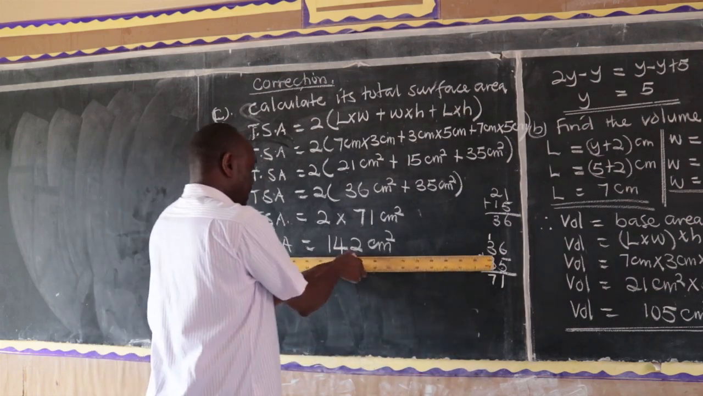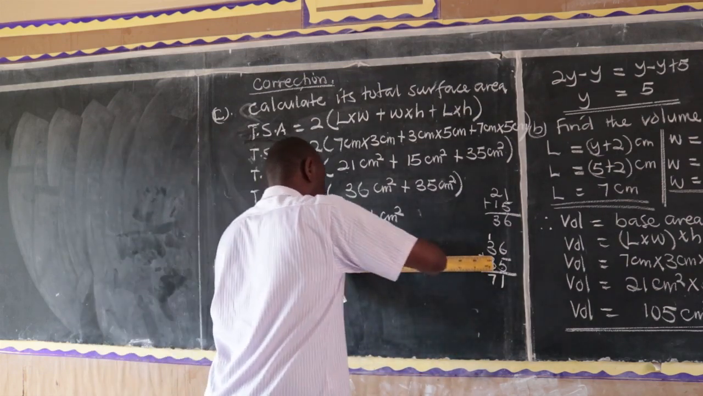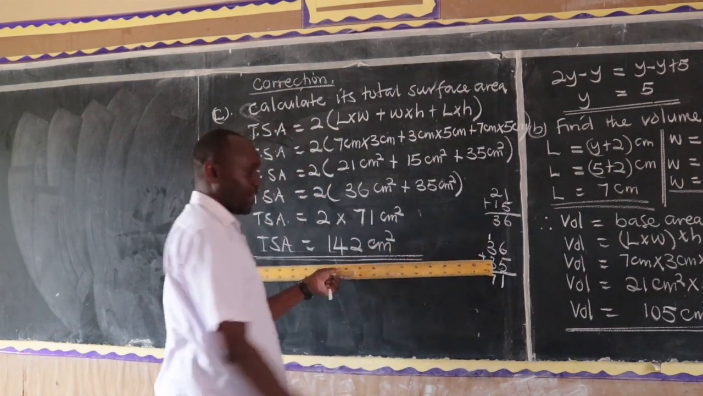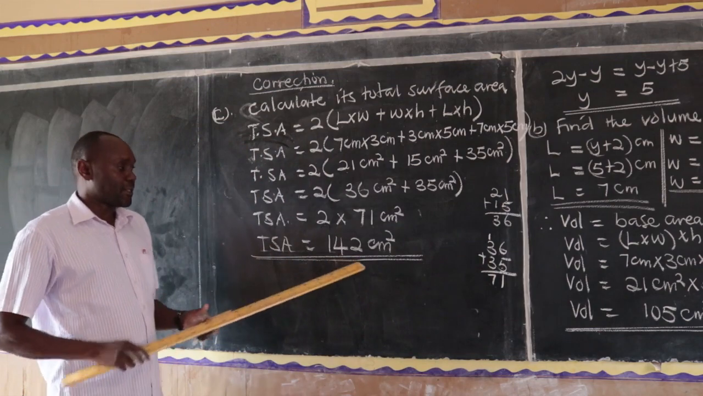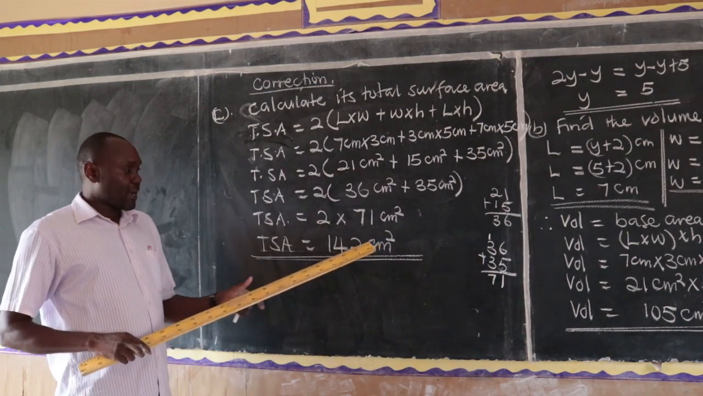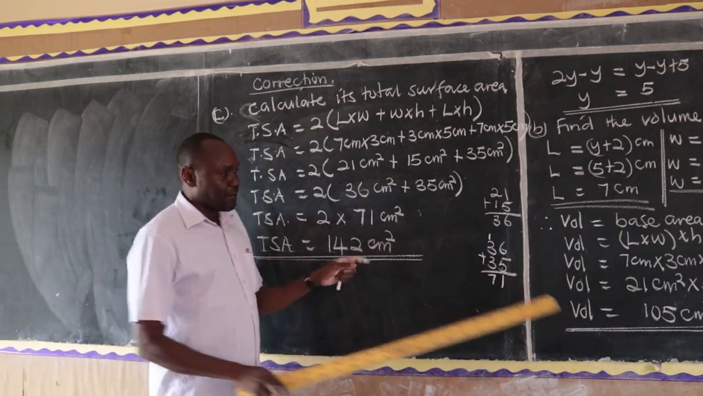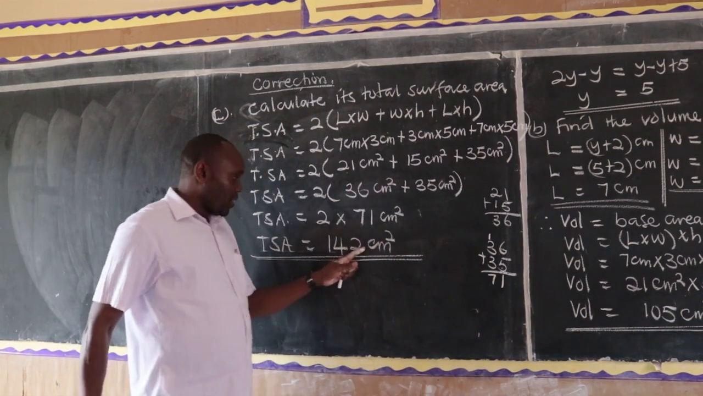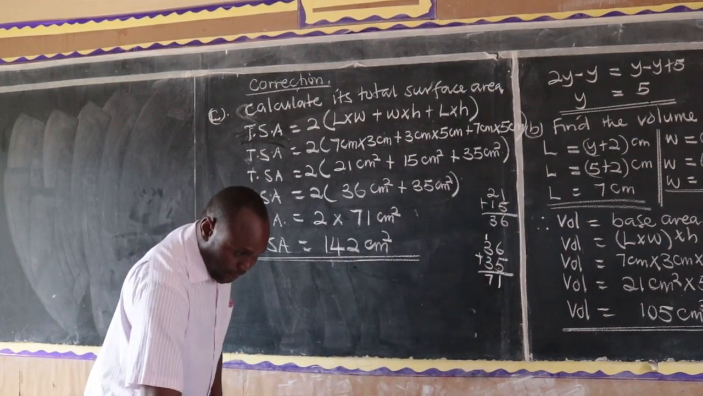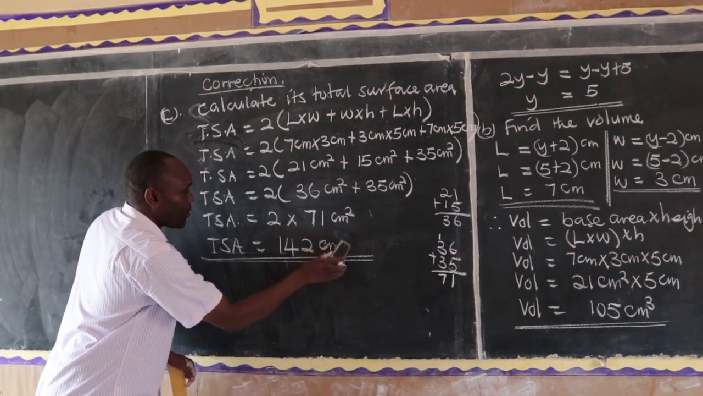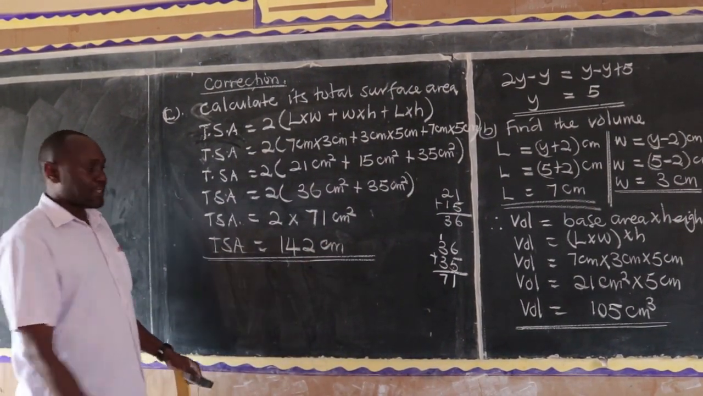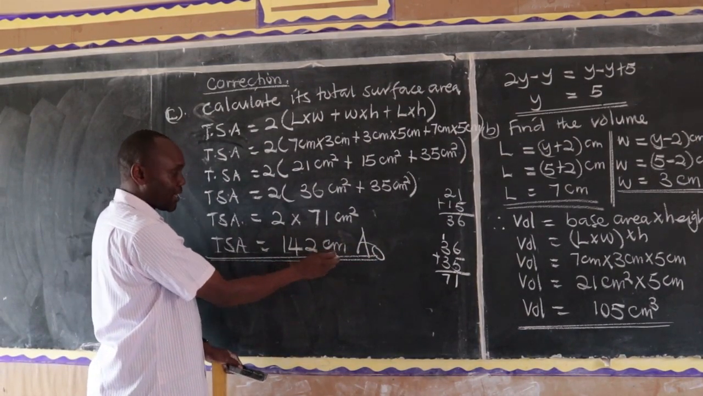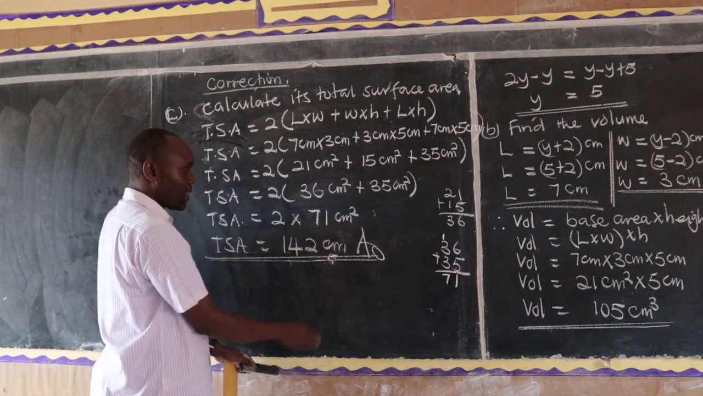So therefore, candidates, make sure for total surface area, whenever they talk about area, the units must be what? Squared. Mark this: area, units are squared, whereas volume, units are cubed. When you leave your answer like that, the examiner will mark you what? Zero, because of this. So make sure that the units are always what? Squared.